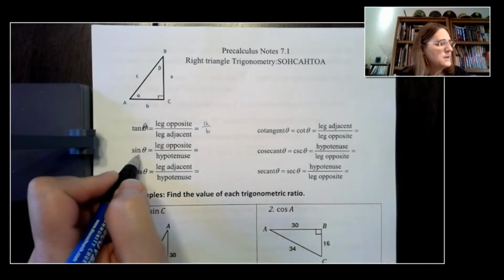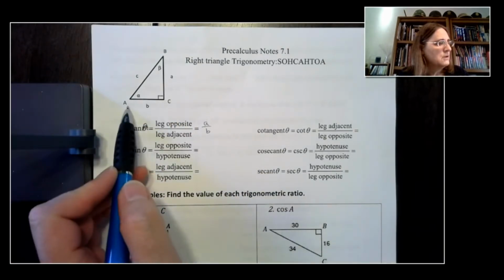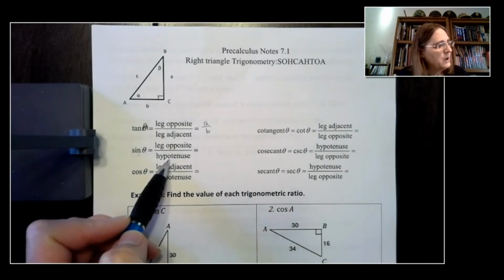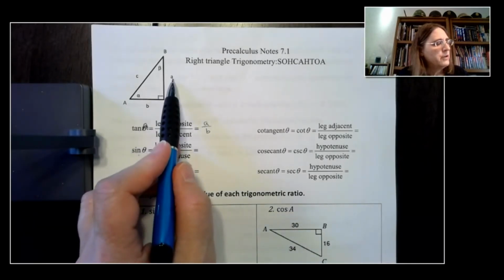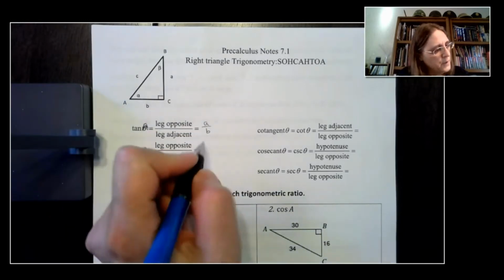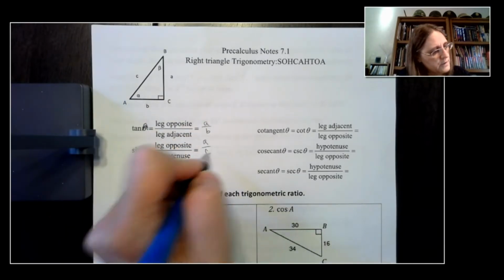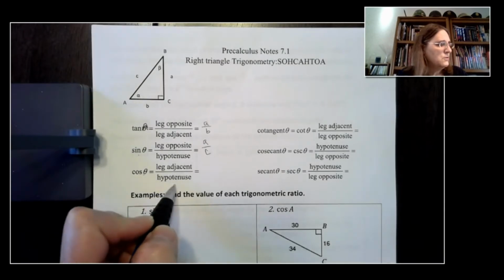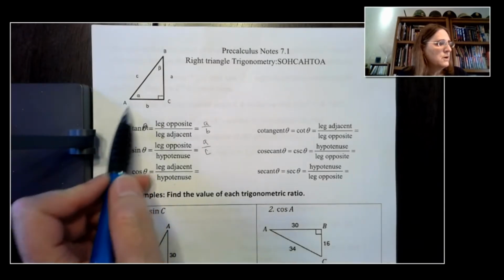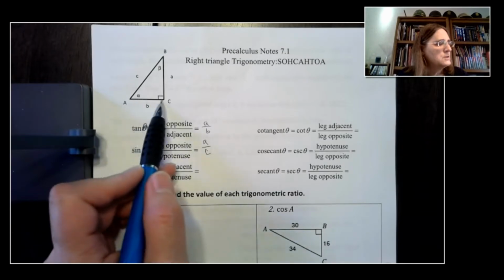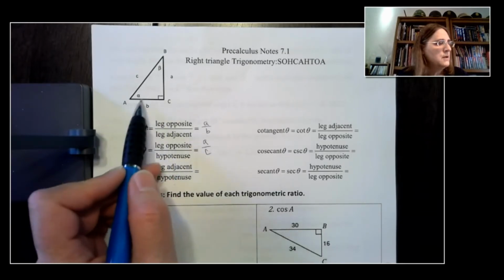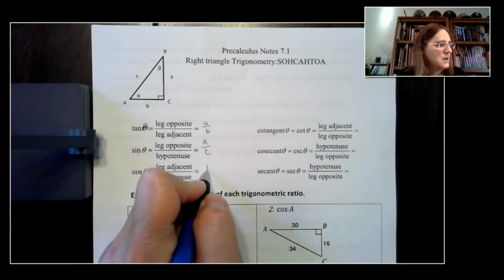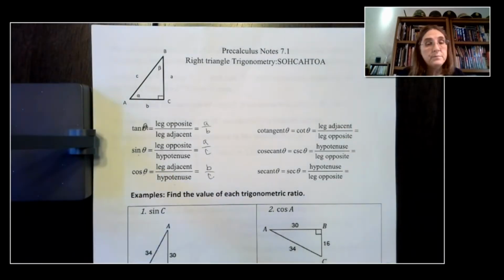For the sine of that same angle, and we're going to use angle A as our theta, we're going to have the opposite over the hypotenuse. So we have side a over c. For the cosine of that angle, it's the adjacent over the hypotenuse. If this is the angle we're focusing on, the leg next to it is leg labeled b, and the hypotenuse is c. So that's b over c.